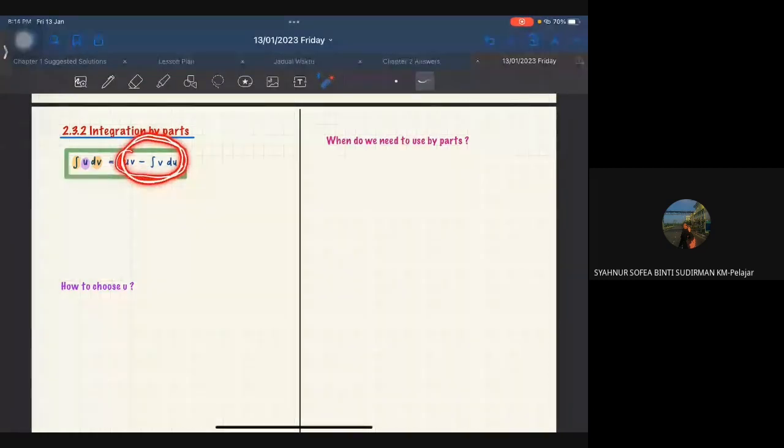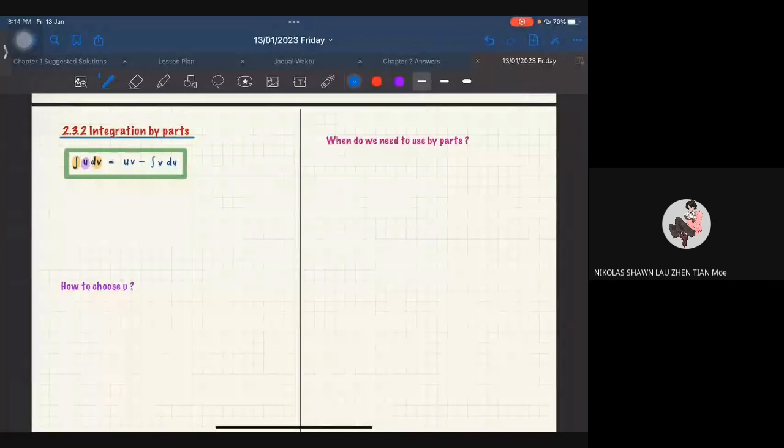So macam mana kita nak pilih u? How to choose u? Kalau pilih u lah, dia akan jadi lebih complicated. Okay, so to choose, kita gunakan susunan apa? So, saya putus-putus kan? Lopak. Lopak, exactly. Okay, so nama dia Lopak.